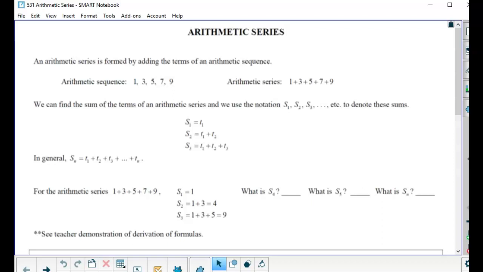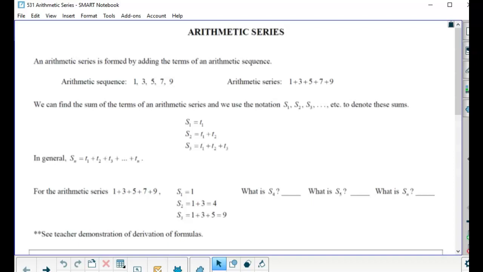Okay, so what is a series? A series is where we add the terms of a sequence. So the terms have some kind of relationship or pattern to each other, and the related series is where we add them together. So an arithmetic series is formed by adding the terms of an arithmetic sequence. There is a sequence 1, 3, 5, 7, 9, and the series is 1 plus 3 plus 5 plus 7 plus 9. So then we can find the sum of the terms, okay?